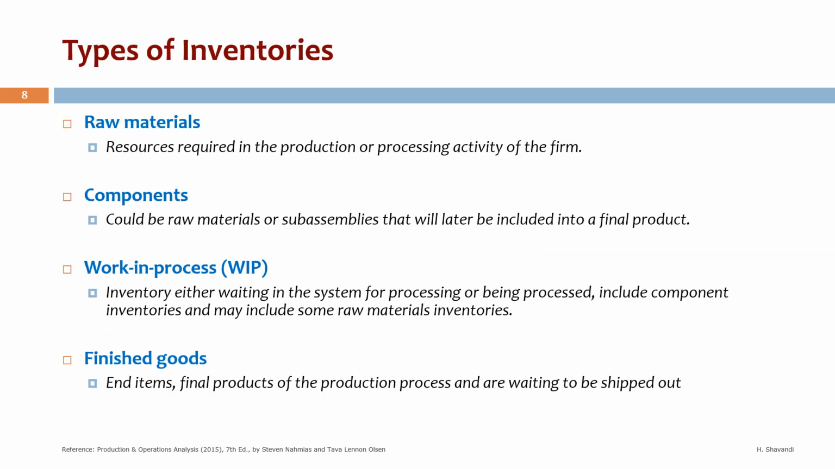These are the types of inventories that we have in industries. Inventory could be raw material or components. Components could again be raw material or a sub-assembly, or it could be work in process in the production line, WIP, or at the end we can have finished goods as our inventory in our stock.